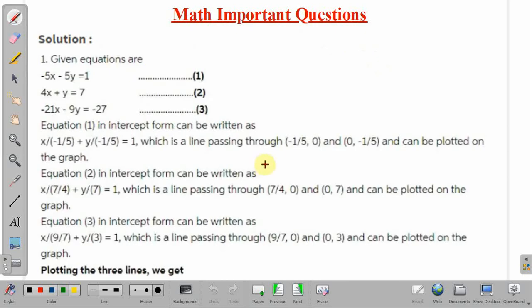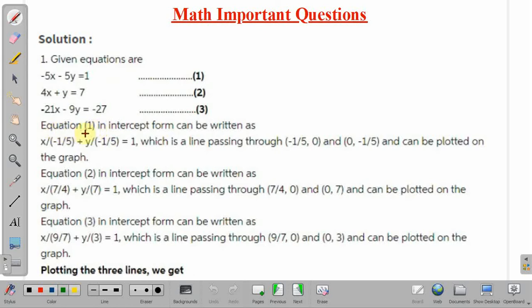See, for the first part, the three linear equations are minus 5x minus 5y equal to 1. Second equation is 4x plus y equal to 7. And third equation is minus 21x minus 9y equal to minus 27. So what we can do is find the x intercept and y intercept, and from that we can find 2 points on each line.